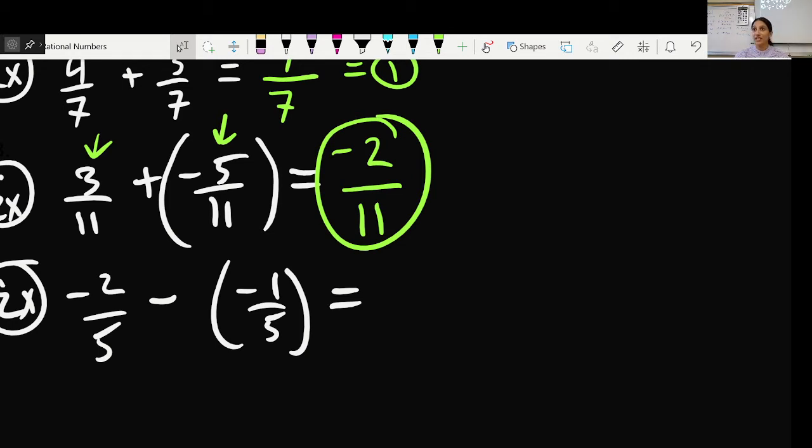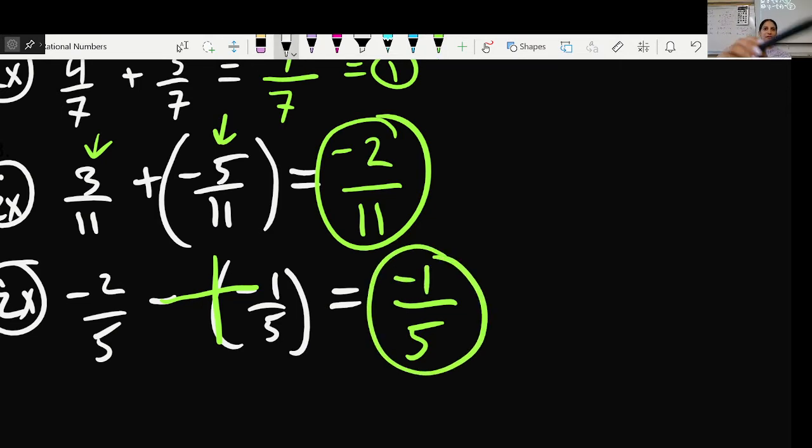Negative 1 over 5 as the answer? Do we all agree? How did we get there? So if you have minus and negative, what actually happens? It's actually like saying plus, right? So the denominator we already talked about, it stays the same. And what's negative 2 plus 1? Negative 1, so Alex is right. It's negative 1 over 5. Good? Questions about that? No? We're good with that? Okay.